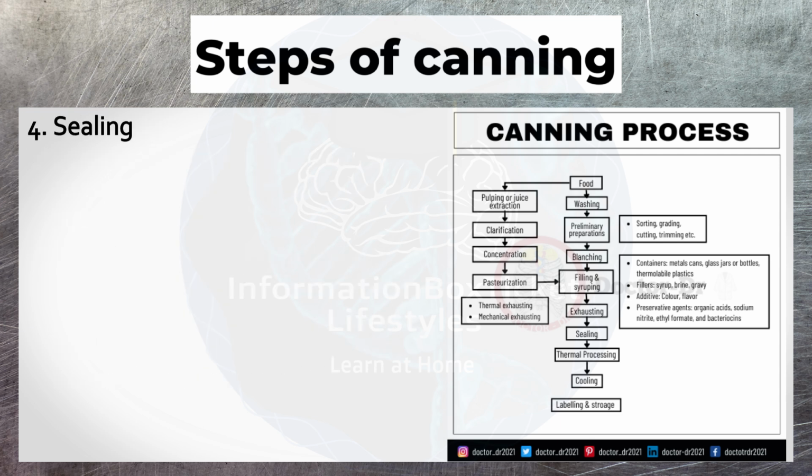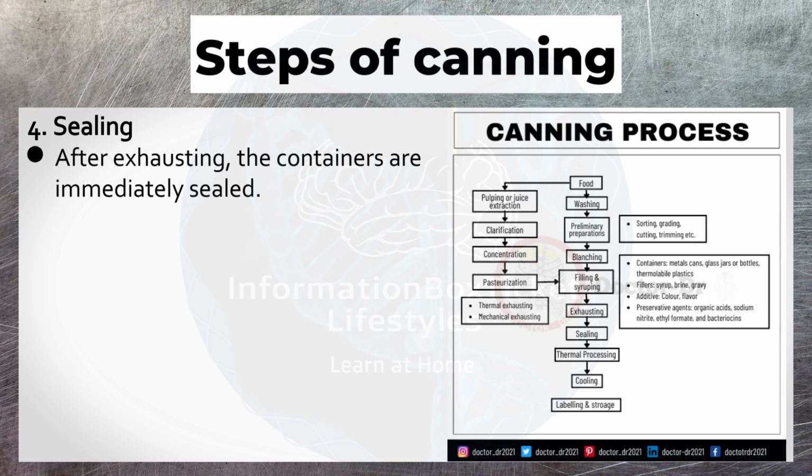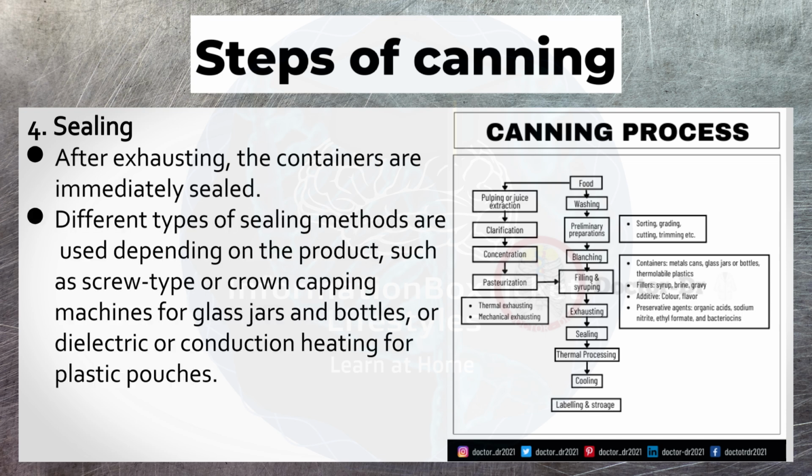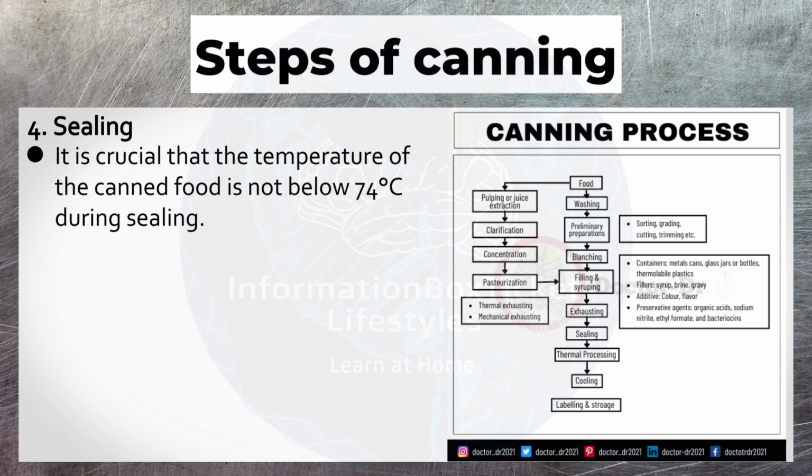4. Sealing. After exhausting, the containers are immediately sealed. Different types of sealing methods are used depending on the product, such as screw-type or crown capping machines for glass jars and bottles, or dielectric or conduction heating for plastic pouches. It is crucial that the temperature of the canned food is not below 74 degrees Celsius during sealing.